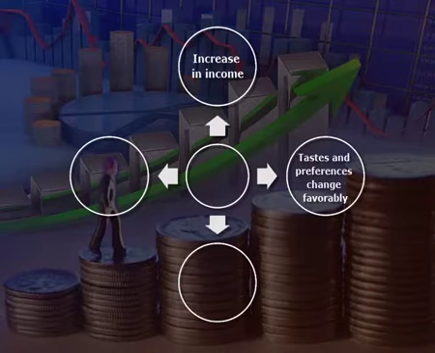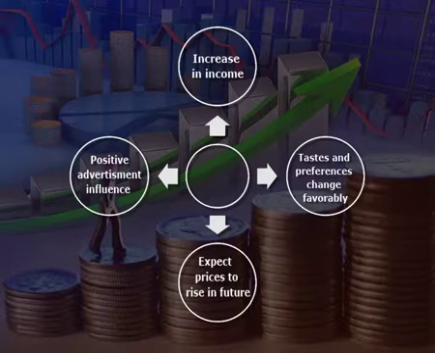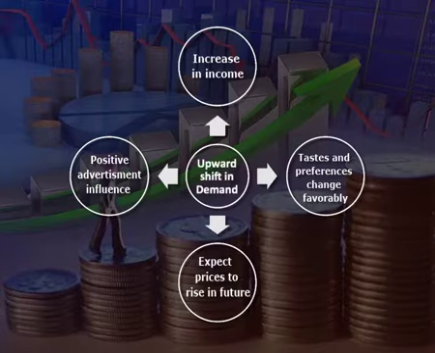If there is positive change in these factors, if income of the buyer increases, if their taste and preferences change in favor of the commodity, if they expect the prices to rise in future, and if advertisement influences them to buy more of the commodity, then at the same price, buyers would demand more of the commodity, which will lead to the upward shift of the demand curve. Alternatively, if there is negative change in these factors, the buyer will demand less of the commodity at the same price, which will lead to downward shift in the demand curve.